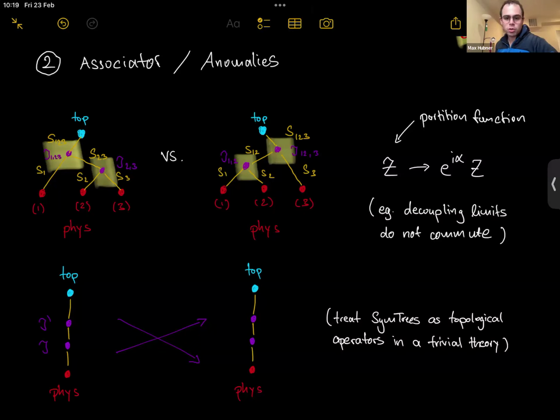And in principle, it's possible that such rearrangements give some phase in the partition function and characterize some notion of generalized anomaly, although we will not be encountering cases of this kind today.